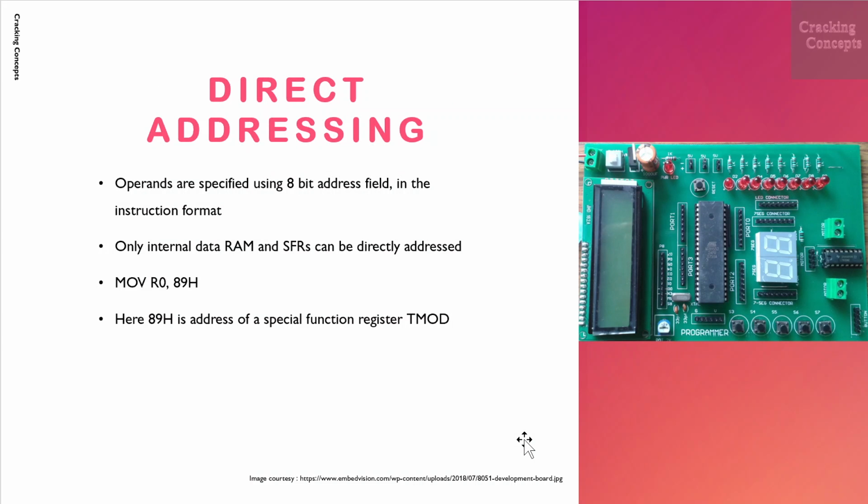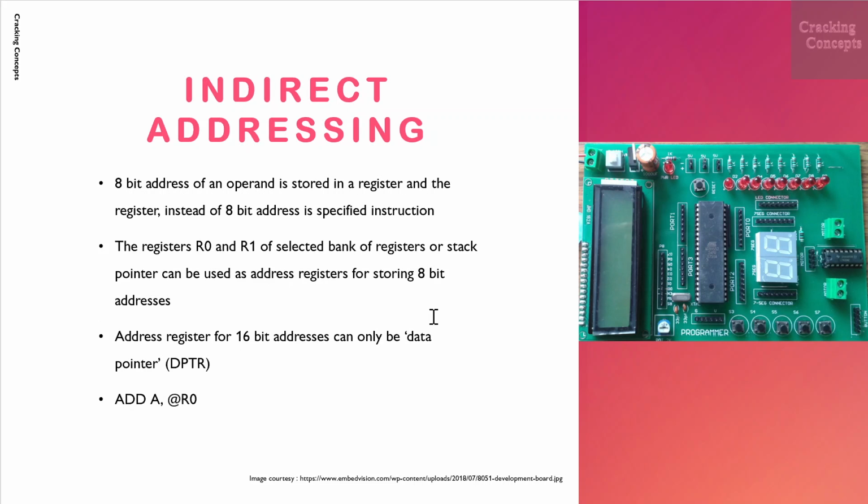Now let us move into the different addressing modes. First one is direct addressing. In this mode of addressing, the operands are specified using 8-bit address field in the instruction format. Only internal data RAM and SFRs can be directly accessed. For example, MOV R0, 89H. Here 89H is the address of a special function register TMOD.